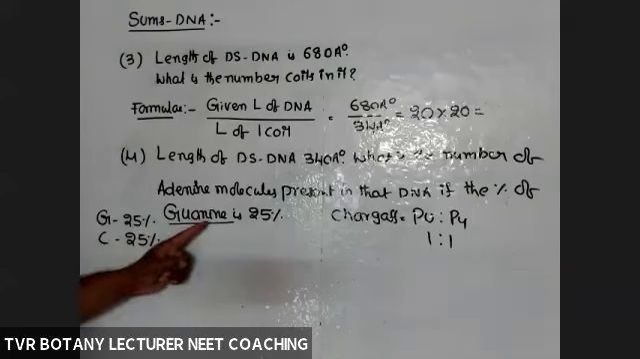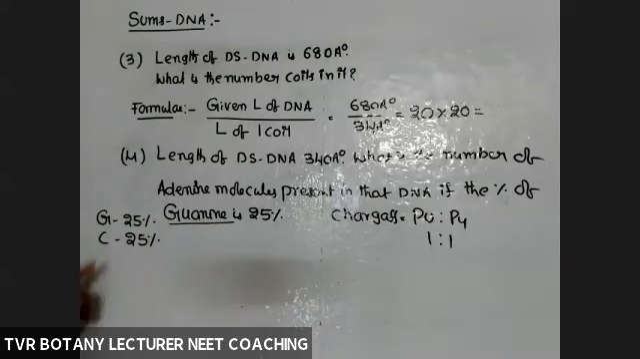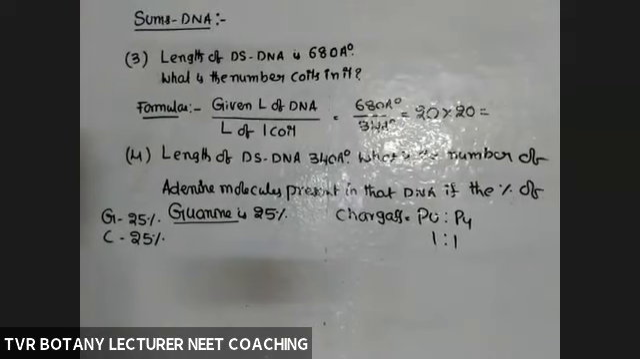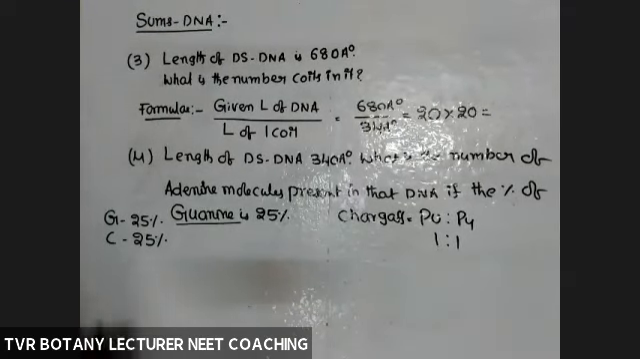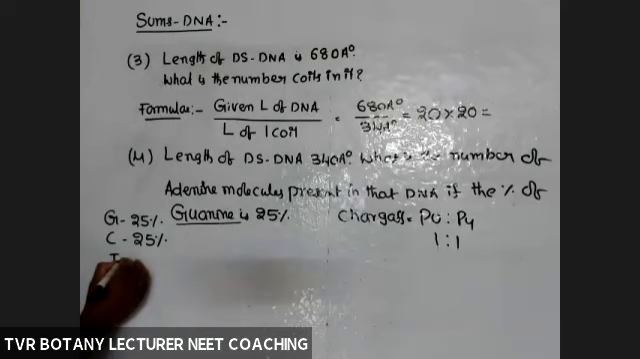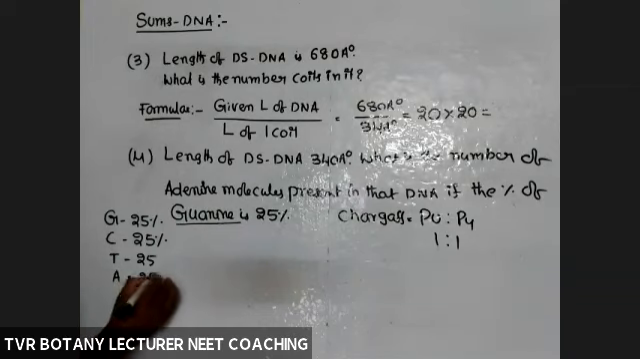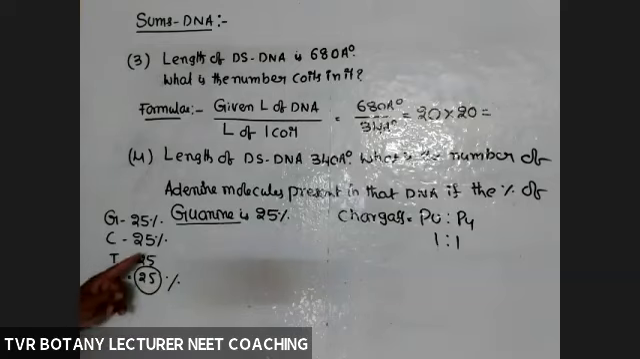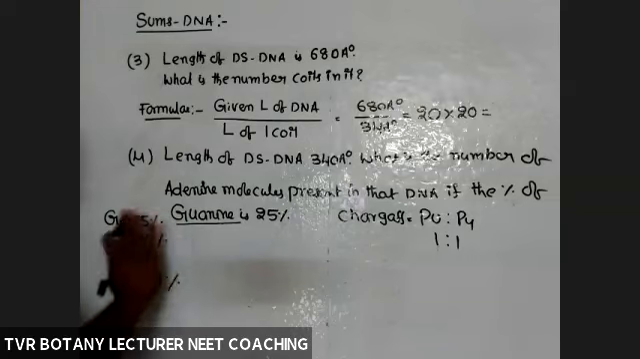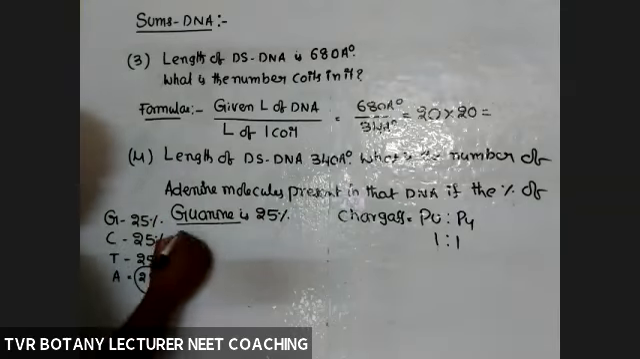So guanine percentage 25 means cytosine also 25%. Okay, so remaining 100 minus 50, divided by 2, 25. Thymine also 25%. Adenine also 25. So 25% in the case of adenine given. So 25 compulsory T. So 50% complete. Remaining 50% shared by these two according to Chargaff, 1:1 ratio.